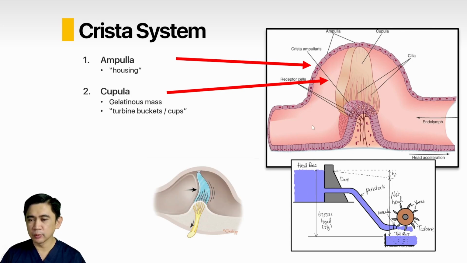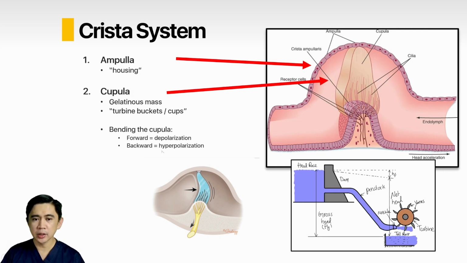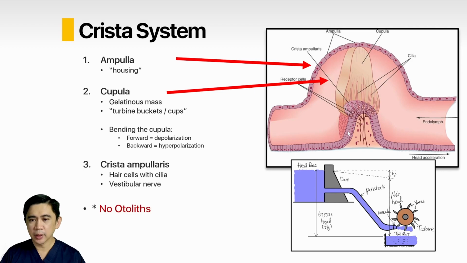Whenever there is movement of endolymph, these are bent, and bending the cupula forward will result in depolarization or stimulation, and backward there will be hyperpolarization or inhibition. Now, we also have the crista ampullaris over here, and the crista ampullaris will have hair cells, and these hair cells will give information to the vestibular nerve. Again, I would like to emphasize that the crista system doesn't have any otoliths.